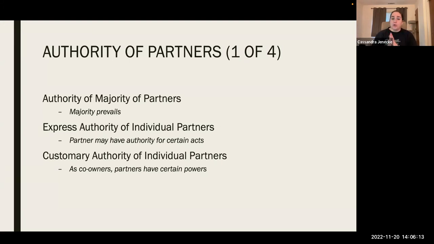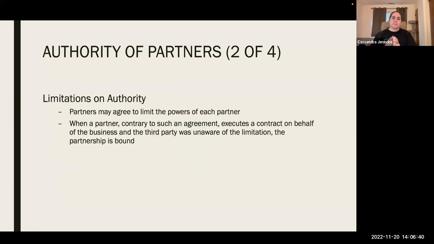As I mentioned, some partners can have authority for certain acts. So for example, you may designate somebody as the operations officer, as the executive officer, as the financial officer. Those individuals are going to have an express area of authority. So in that particular area, they will be express agents, right? Typically, partners who are co-owners have certain powers, and those powers are able to be limited through the partnership agreement.